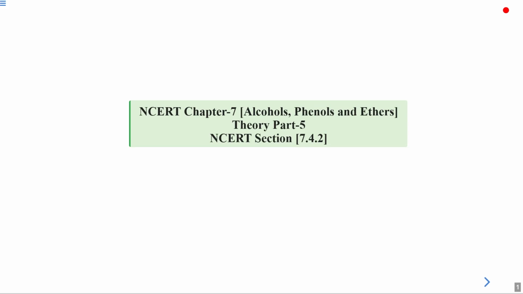Today we are going to see the theory part 5 of our chapter Alcohols, Phenols and Ethers. So let's begin today's topic, NCERT chapter 7 Alcohols, Phenols and Ethers, theory part 5, and specifically we are going to cover today NCERT section 7.4.2.